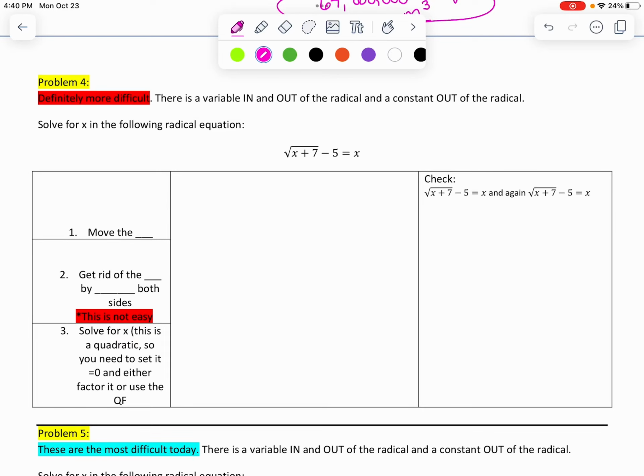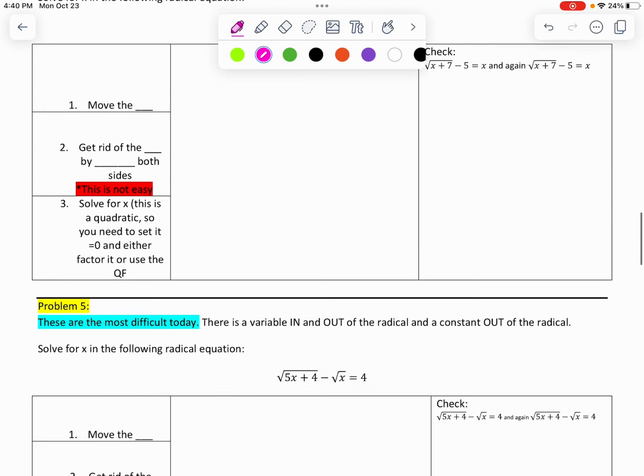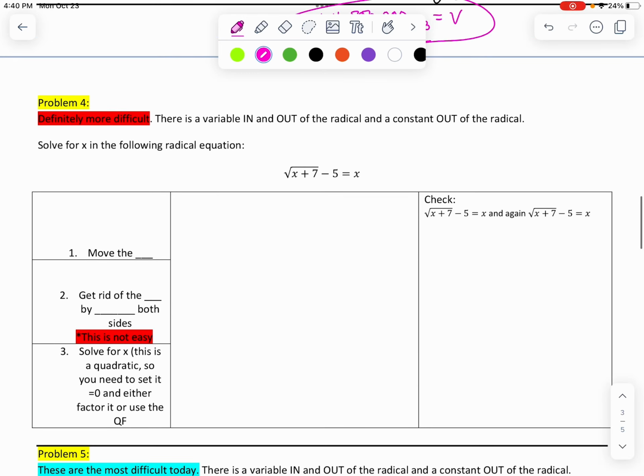Okay, every problem gets more difficult as you go along, and this is definitely the most difficult one thus far. There's one more that gets harder, but we're building it up. This one is more difficult because there's a variable in and out of the radical, and a constant outside of the radical. That is going to make this a very tricky problem, and it's going to bring back that rule that you can't just distribute a square into a binomial.